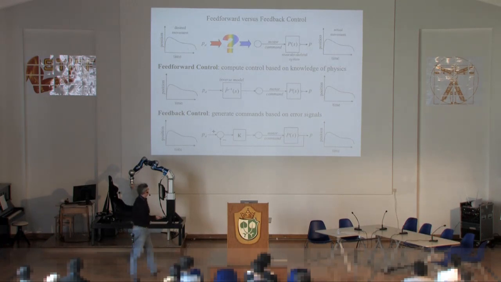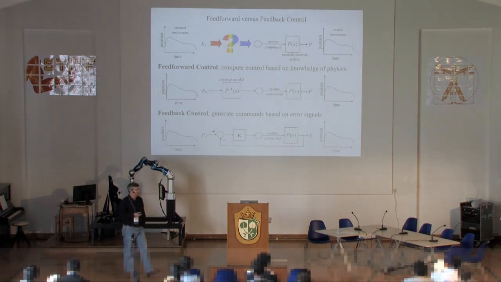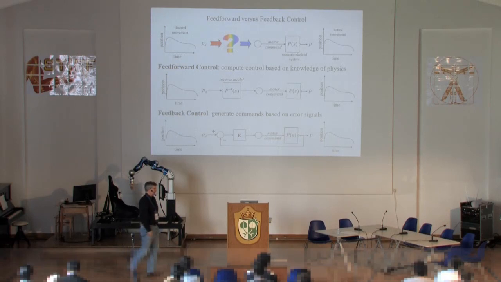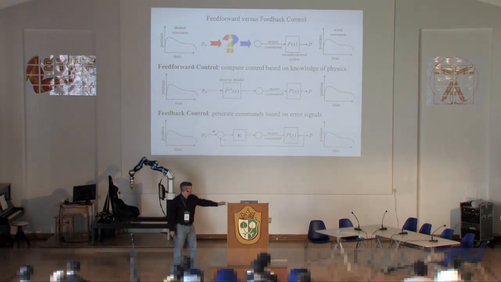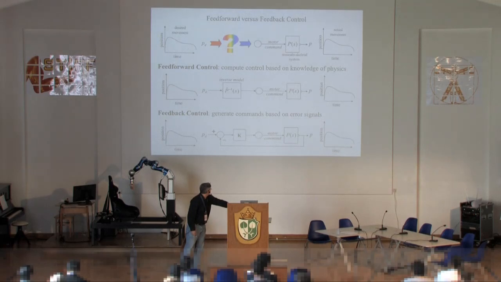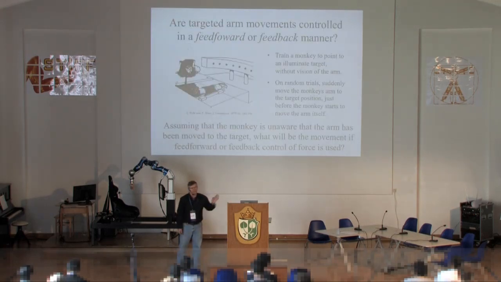All right, so we have these two simple concepts. Feed-forward control, where you have some internal model, some idea of what the dynamics of the system is, and you invert that. The other one is you say, I don't care what the dynamics are so much. I'm just going to measure where I am, compare it to where I want to be, and generate a force that's proportional to that difference. And that should drive me to the position where I want to be. So, okay, that's pretty simple.